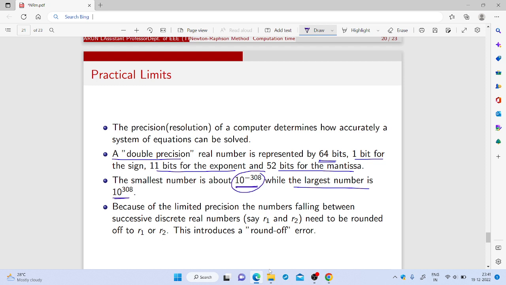Since we are not exactly reaching 0, the minimum number that we can represent is 10 to the power minus 308. Because of this limited precision, numbers falling between successive discrete real numbers R1 and R2 will be rounded off to the nearest number. So this will introduce a round off error. Due to this finite precision of the computer that you are using to implement Newton-Raphson method, there will be a round off error.